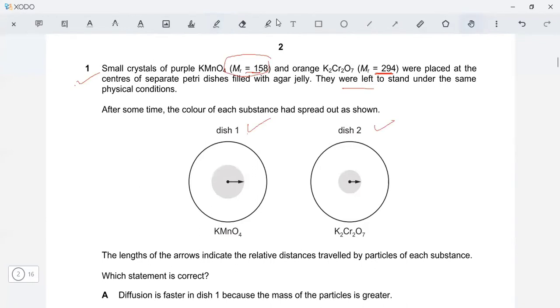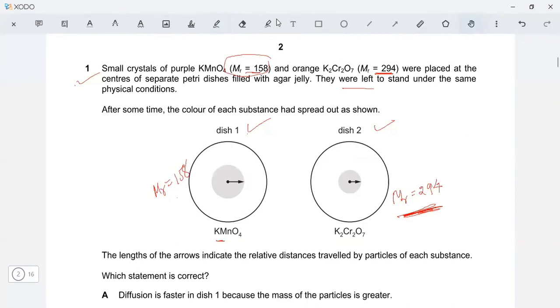In dish one we have potassium manganate, which has a relative mass of about 158, whereas dish two contains potassium dichromate, whose relative mass is 294. So in terms of mass, if you compare both of them, you will find dish two, the potassium dichromate, has the higher mass. The weight of dish two's substance is more as compared to dish one.